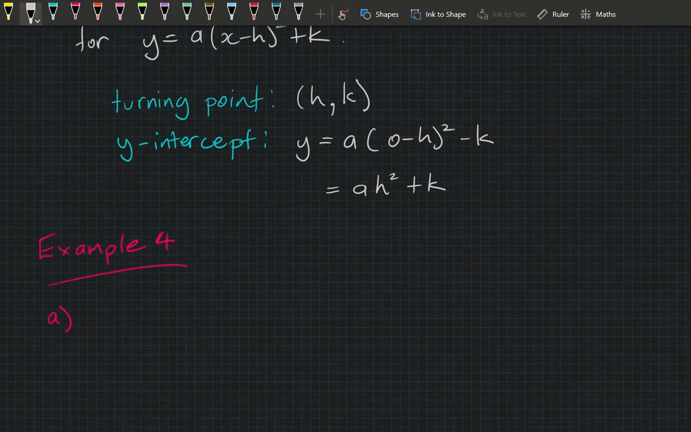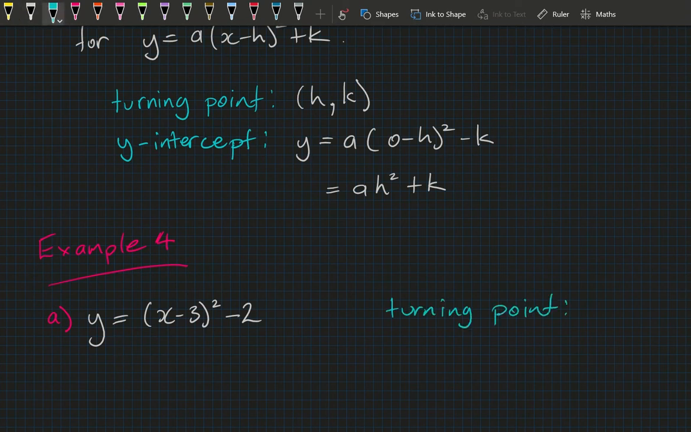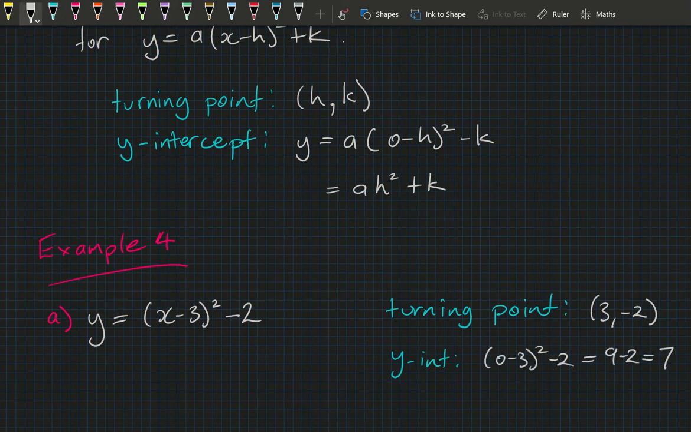All right, so part A will be y equals (x minus 3) squared minus 2. So I shouldn't have to highlight it now. You can see that the turning point is (3, minus 2). And the y-intercept is where x equals 0. So that is (0 minus 3) all squared minus 2, which is equal to 9 minus 2, which is 7.